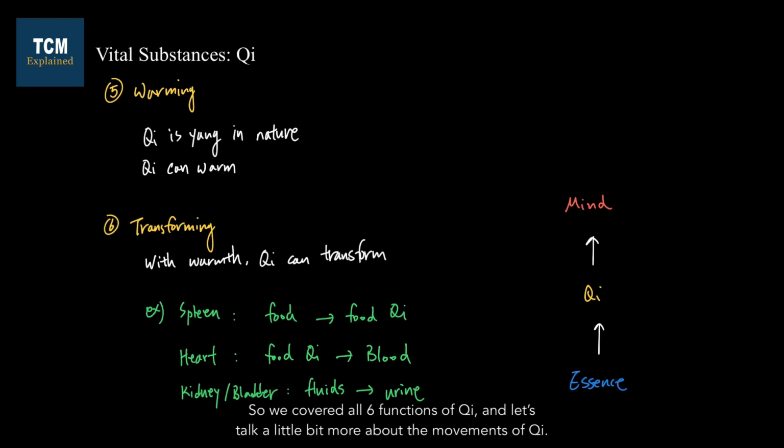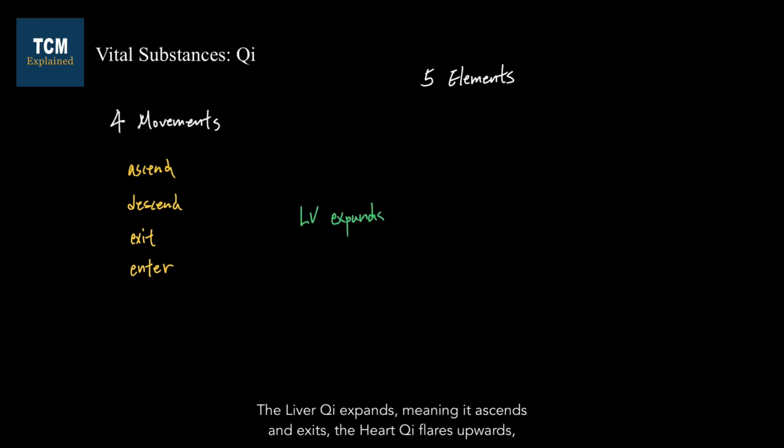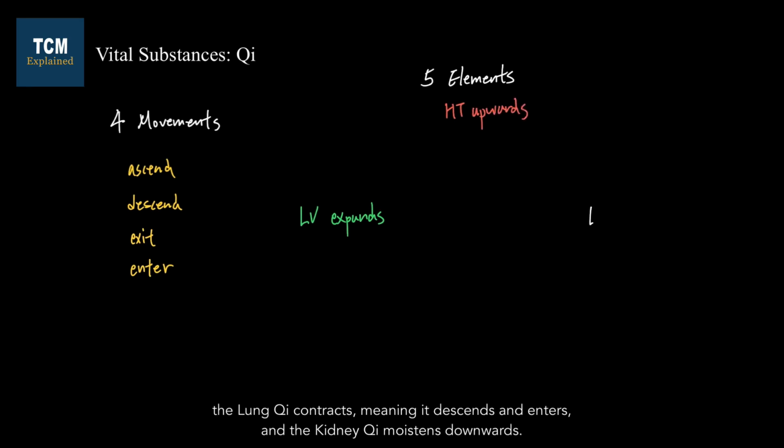So we covered all 6 functions of qi, and let's talk a little bit more about the movements of qi. According to the 4 movements of qi, we know that qi can ascend, descend, exit, and enter. We also learned the movements of each organ according to the theory of 5 elements. The liver qi expands, meaning it ascends and exits. The heart qi flares upwards. The lung qi contracts, meaning it descends and enters, and the kidney qi moistens downwards.